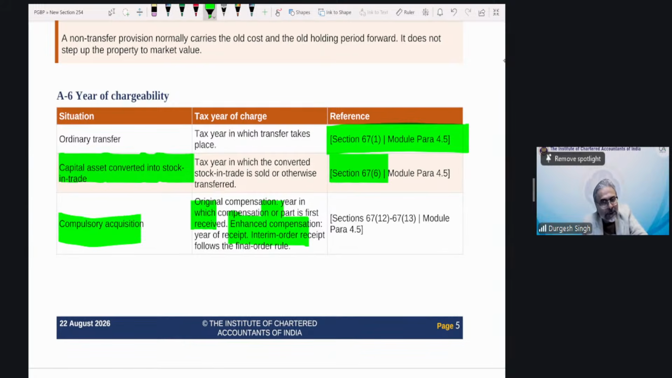And students, what about the cost of acquisition? What would be the cost of acquisition that will be reduced? I also told you the same. It's zero. Nil. Very good. And the entire enhanced compensation will become the capital gains. So this is what it is, students, over here.